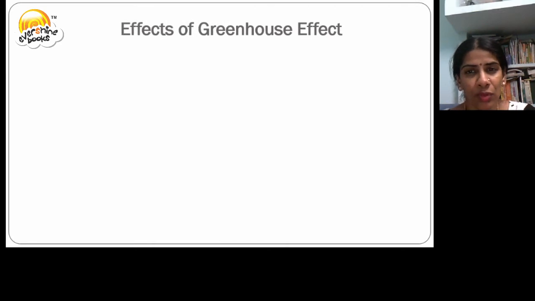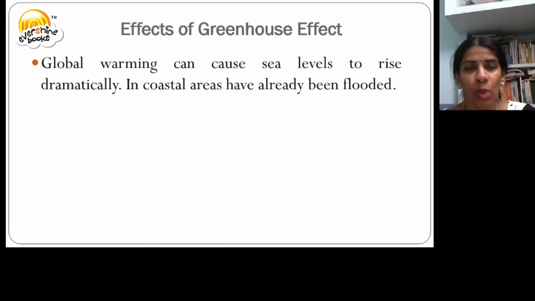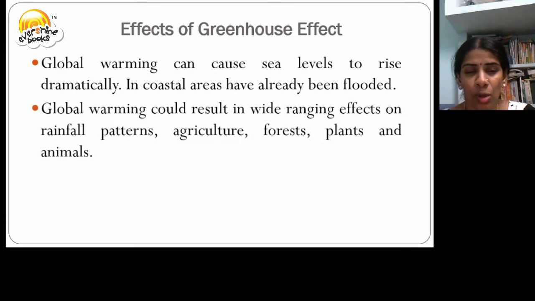What are the effects of the greenhouse effect? Global warming can cause sea levels to rise dramatically. Coastal areas have already been flooded. Global warming results in a range of effects on the change in rainfall patterns, agriculture, forests, plants, and animals.